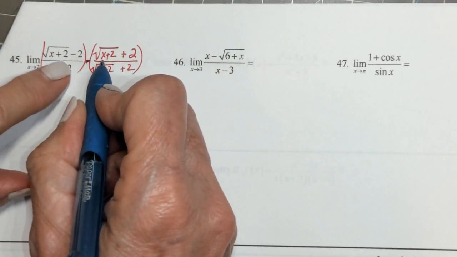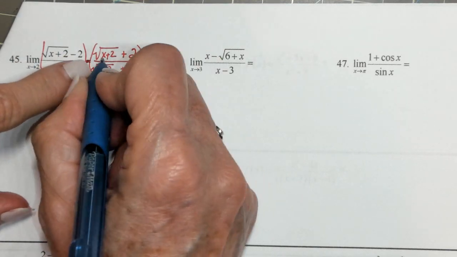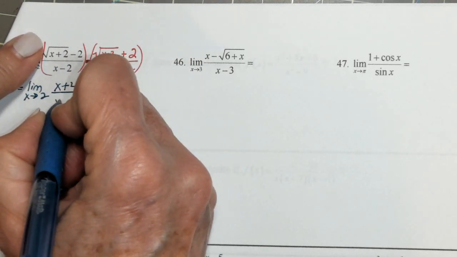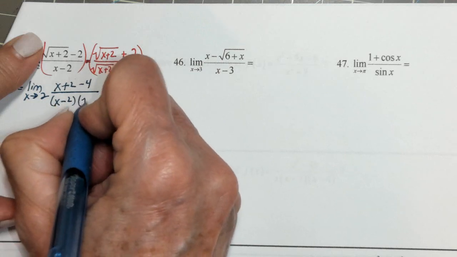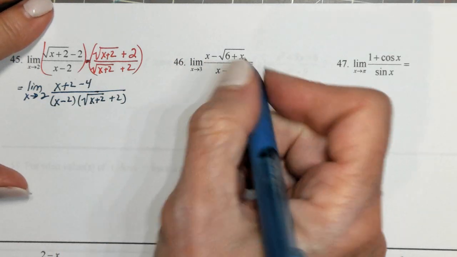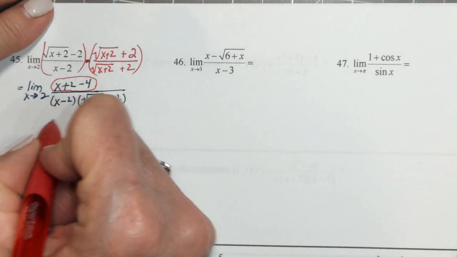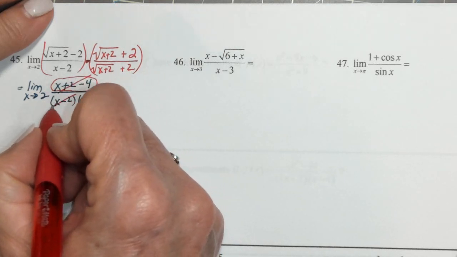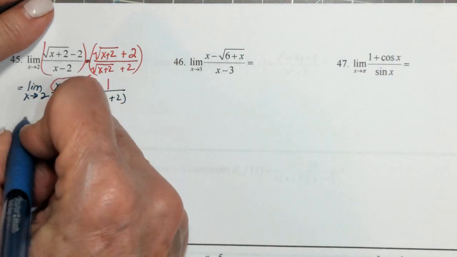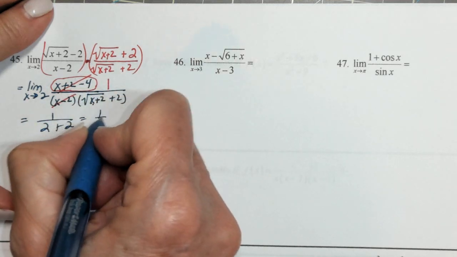Alright, square root of x plus 2 times square root of x plus 2 is x plus 2. The middle term zeroes out. That's what we get when we do a conjugate. And then our last term will be a negative 4 divided by, and do not multiply this piece out because you want it in factored form. Okay? Up here on top, we have an x minus 2, and that reduces with the other x minus 2, leaving a 1 on top. Put 2 into the remaining x, and we get 1 over the square root of 4 plus 2, this is 1/4.